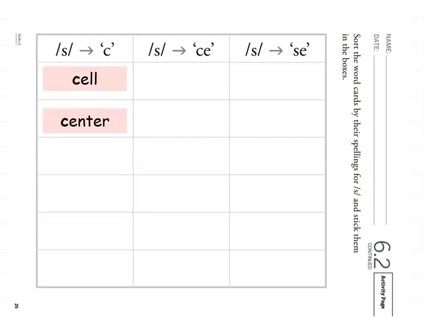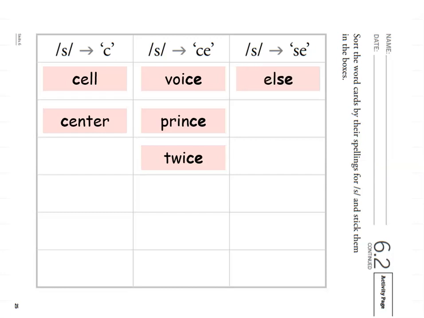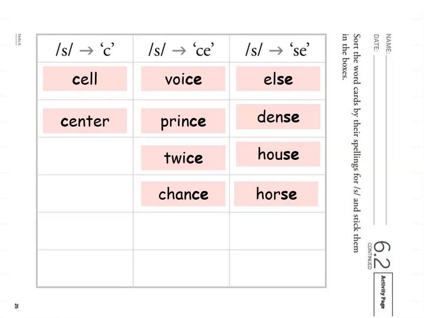Cell, center, voice is spelled C-E, the S sound. Prince has the C-E, twice, C-E. Else, S-E. Dense, S-E. Chance, C-E. House, S-E. Horse, S-E. Percent, C. Dancing, C.